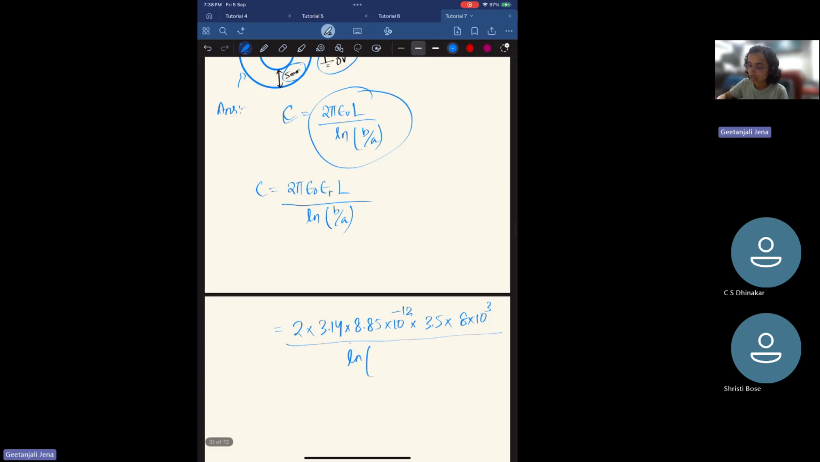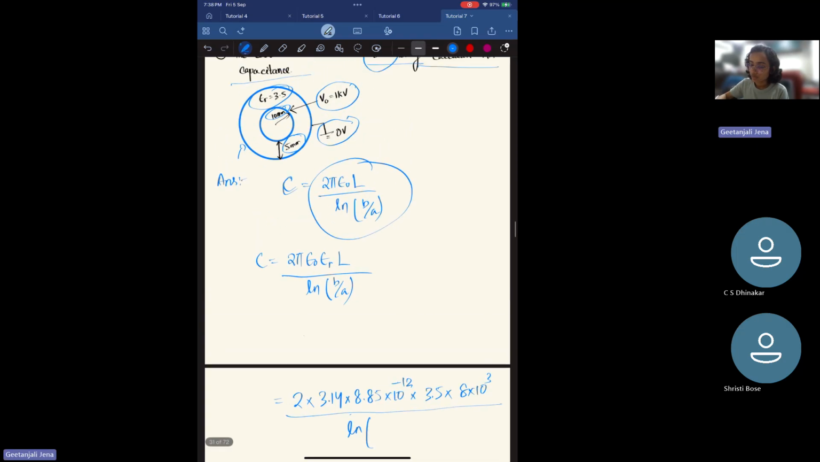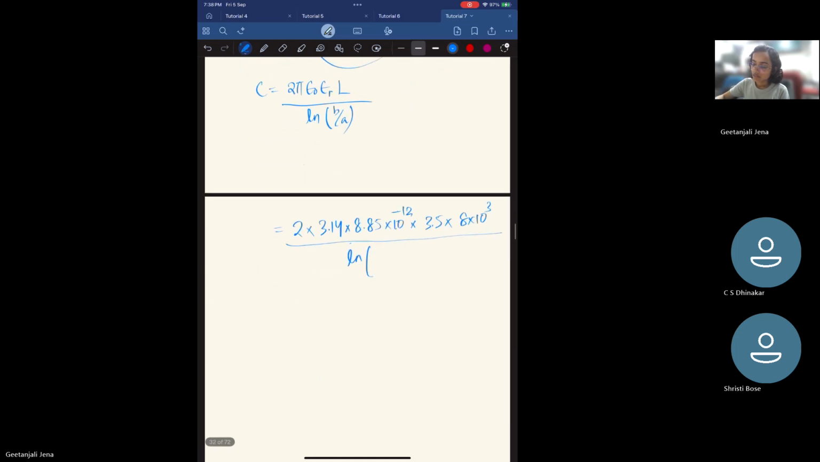Ln B by A. So B is 15, right? This is 15. 15 by 10. So you will get 3.8 microfarad for this case.